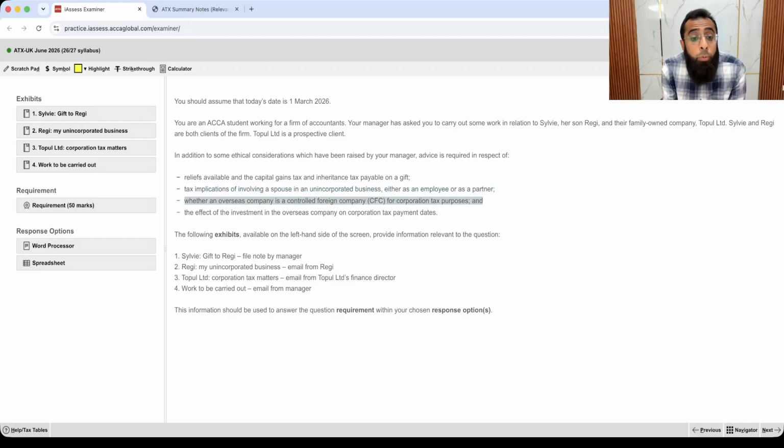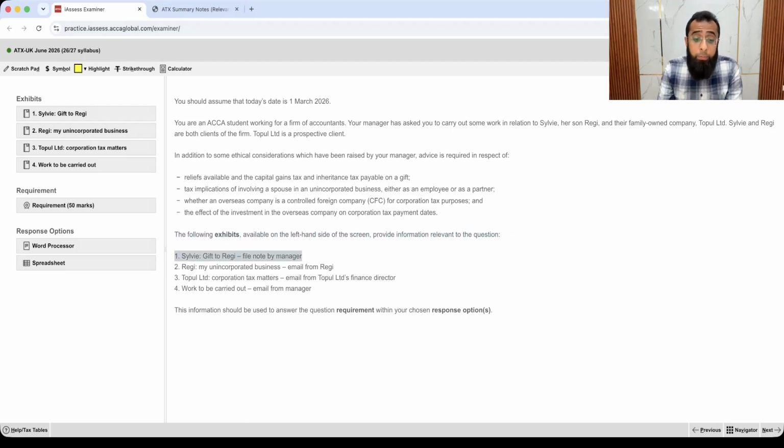Then whether an overseas company is a controlled foreign company for corporate tax purpose, and the effect of the investment in overseas company on corporate tax payment dates. Obviously, the detail of all of this will be explored when we'll be looking at these exhibits. The following exhibits available on the left-hand side of the screen provide information relevant to the question.